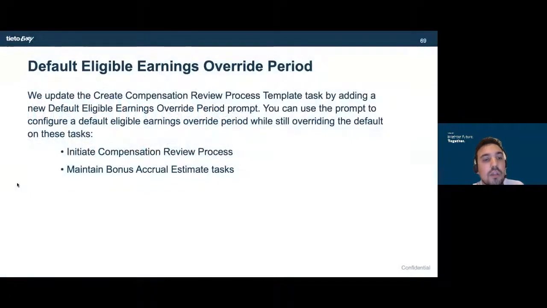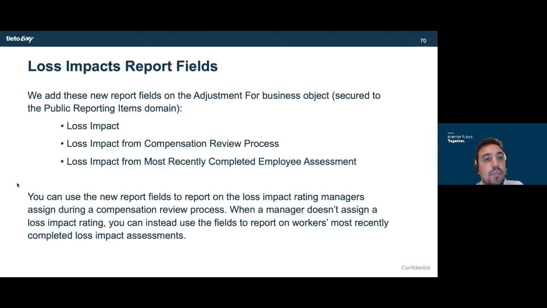Then enhancements, a couple of enhancements. Default eligible earning override period. Workday is updating the create compensation review process template. And in your template, you will see a new default eligible earning override period prompt. Loss impact report field. So the new report field for the adjustment for business objects called loss impact from compensation review process and loss impact from most recently completed employee assessment. So you can use this new report and it will help you to audit the loss impact rating managers that you have during the compensation review process.